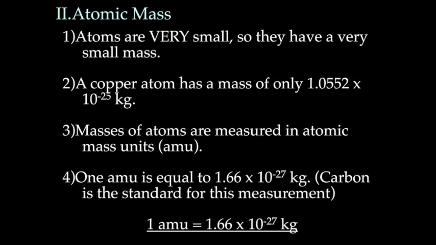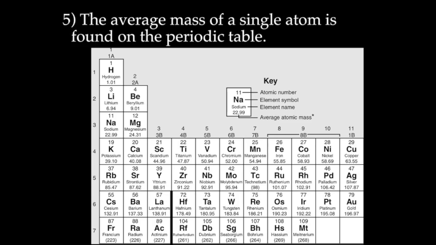unit just for atoms. And that unit is called an AMU, atomic mass units. And 1 AMU is equal to 1.66 times 10 to the negative 27 kilograms. And the carbon atom is the standard for this measurement. The average mass of a single atom can be found on the periodic table. We'll talk later, actually next lecture, about why we take an average mass. So the average mass of a single atom is found on the periodic table.